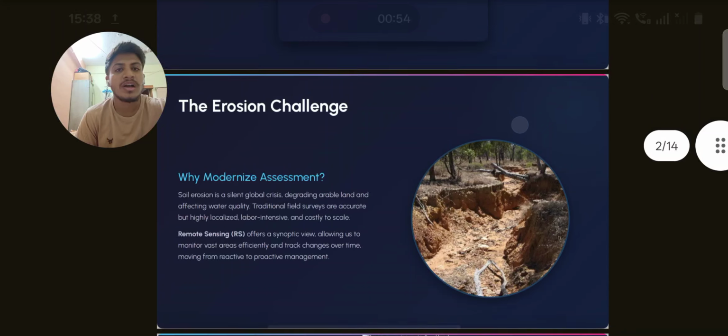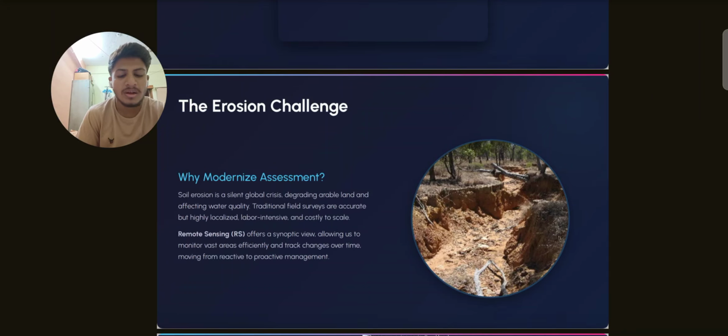The erosion challenge. Why modernized assessments? The need for modern approaches like remote sensing. The traditional methods of assessing soil erosion, such as field surveys, sediment sampling, and manual mapping, have been used for decades. While they provide accurate local data, these approaches face several challenges in modern environment monitoring.